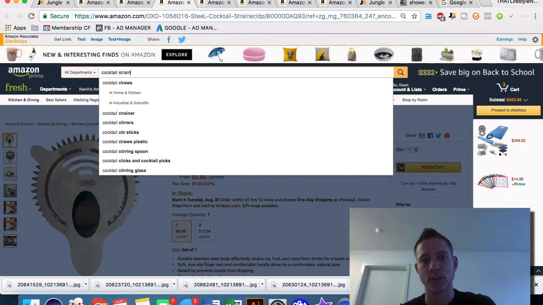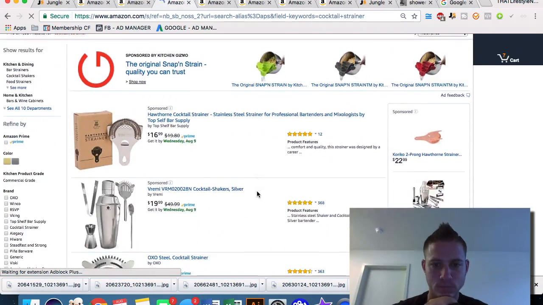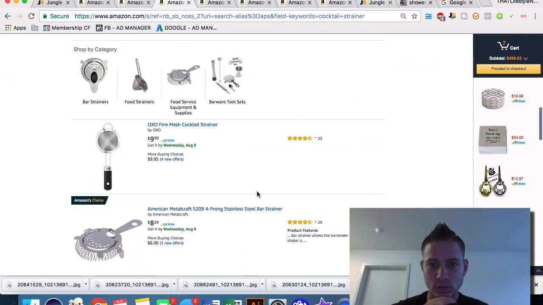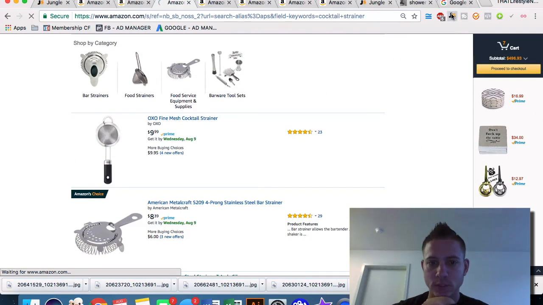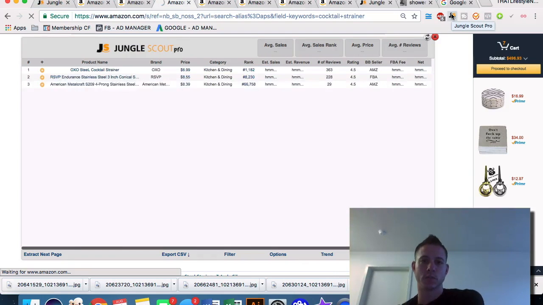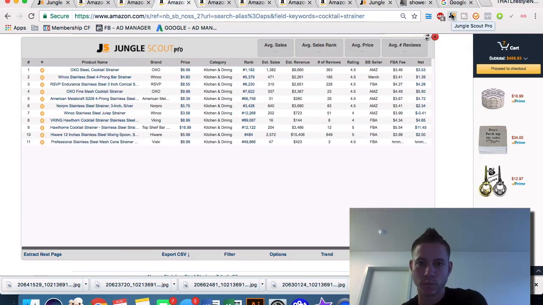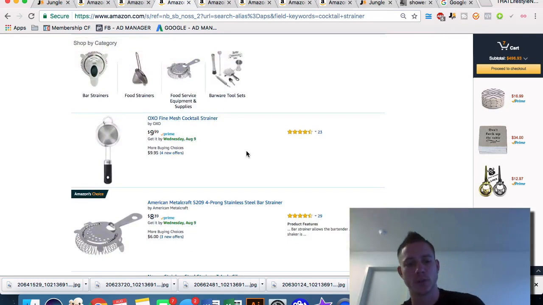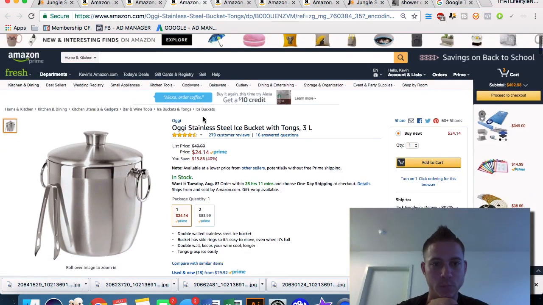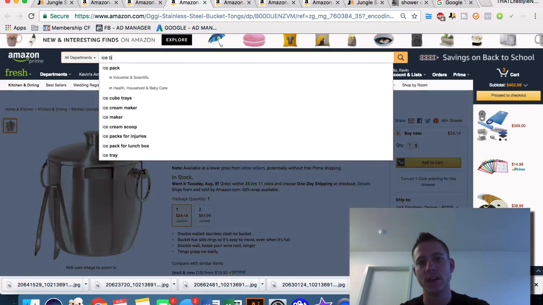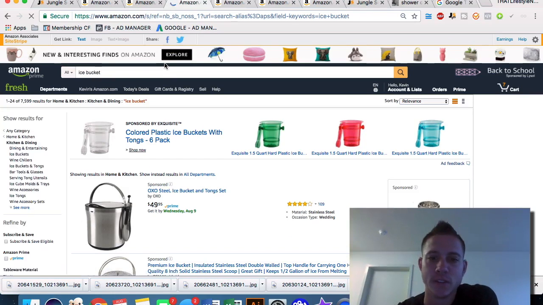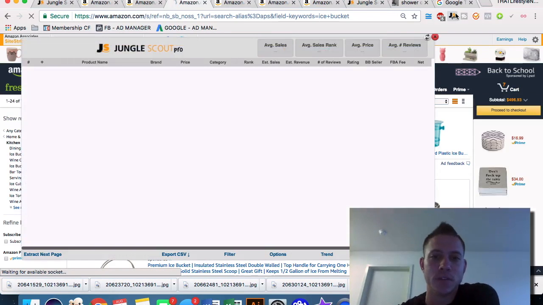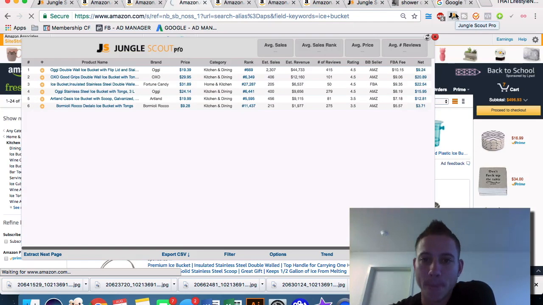So let's do cocktail strainer. So there's multiple in the hundreds here. We see some big name brands for sure. The revenue just doesn't really seem high enough to go into this niche, and the reviews just seem too high. So we're gonna cut that one from the old list. Let's try stainless steel ice bucket. Let's just try ice bucket at first, and then if we see something we like, maybe we can narrow it down a bit further with the stainless steel ice bucket.